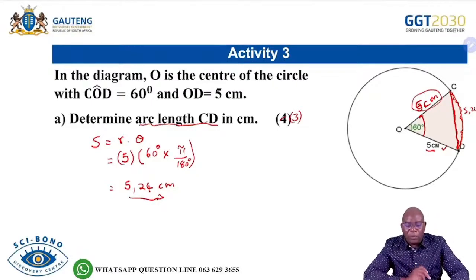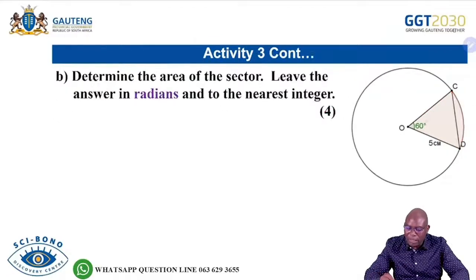Moving right along. Determine the area of the sector. The area of the sector is the whole shaded area there. Can you see the whole shaded area? There's the sector. So they say leave the answer to the nearest integer. Now how am I going to find the area of that sector?